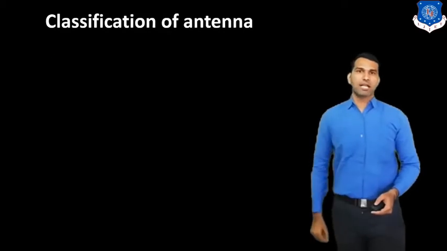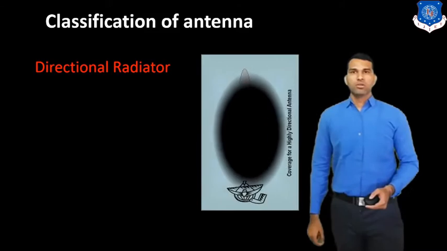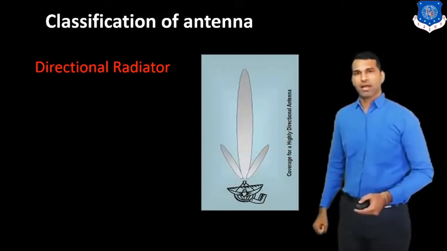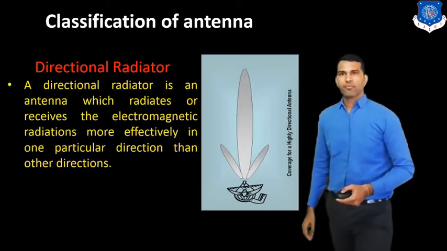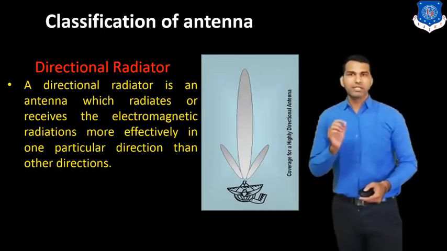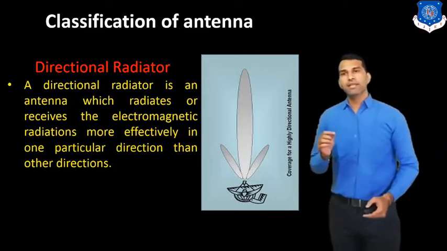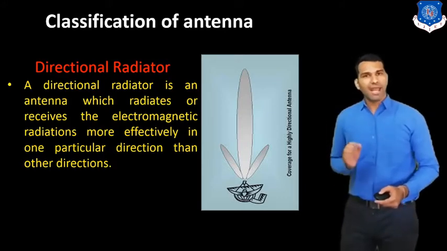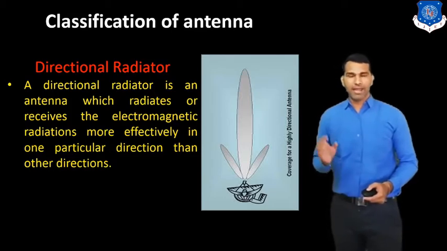Now we discuss the second one, the directional antenna. See, this is the radiation pattern of the directional antenna. Now we understand the directional antenna. A directional radiator is an antenna which radiates or receives electromagnetic radiation more effectively in one particular direction than in other directions.